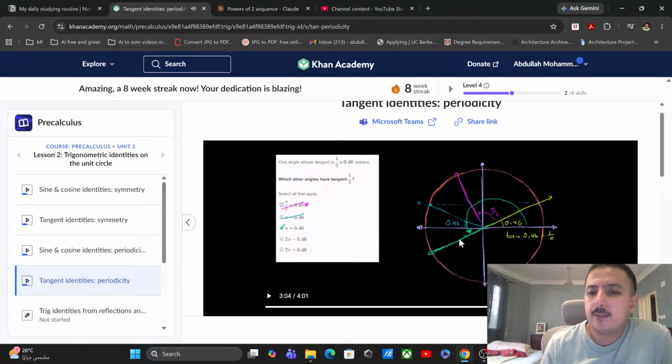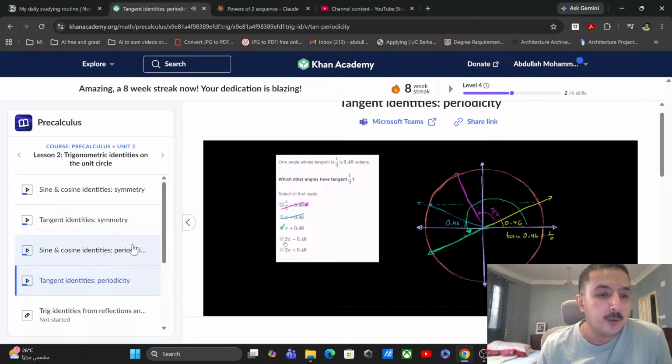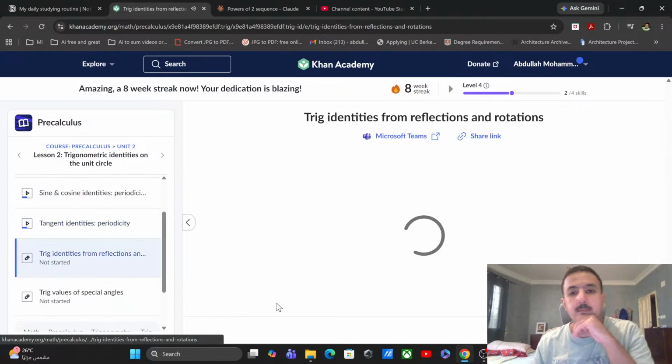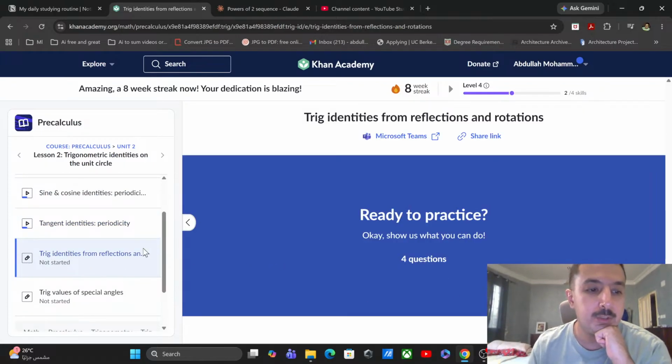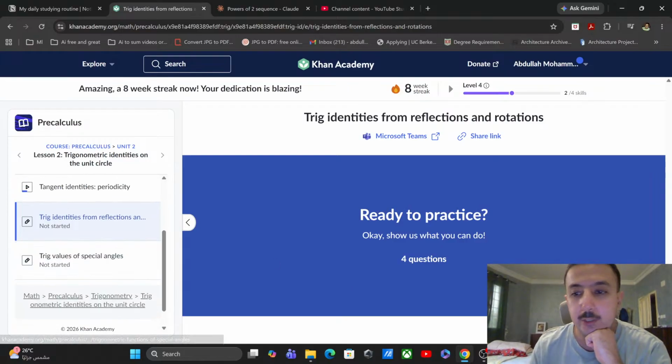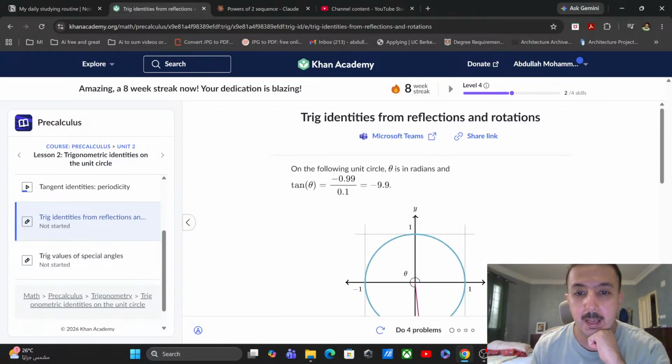So what he's saying is here it's going to be positive, the same as here, and 2 pi plus 0.46 is the same as this one. It's this one. So 2 pi plus 0.46. Let's do some exercises and finish with precalculus today.